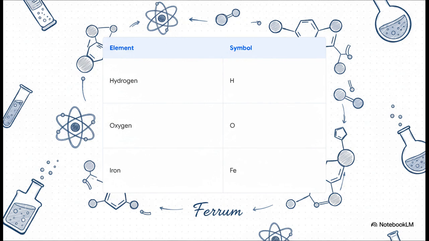And to make things easy, every single element has its own 1 or 2 letter symbol. H for hydrogen, O for oxygen. Now you might be looking at iron and wondering why Fe. Well, that's because some symbols come from older names, in this case the Latin word ferrum. It's kind of like the universal language of chemistry.